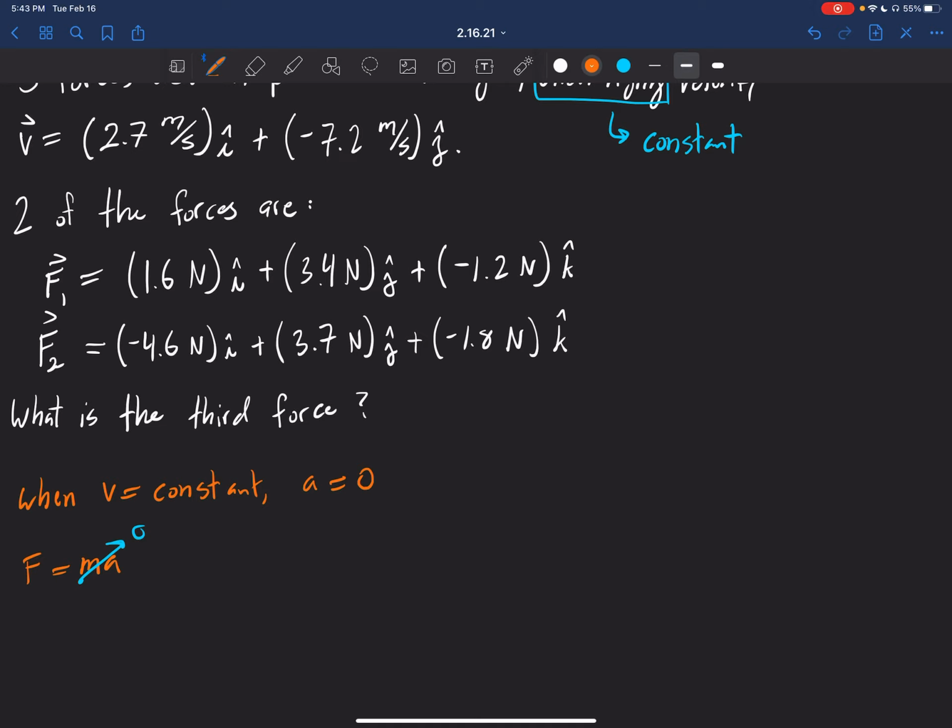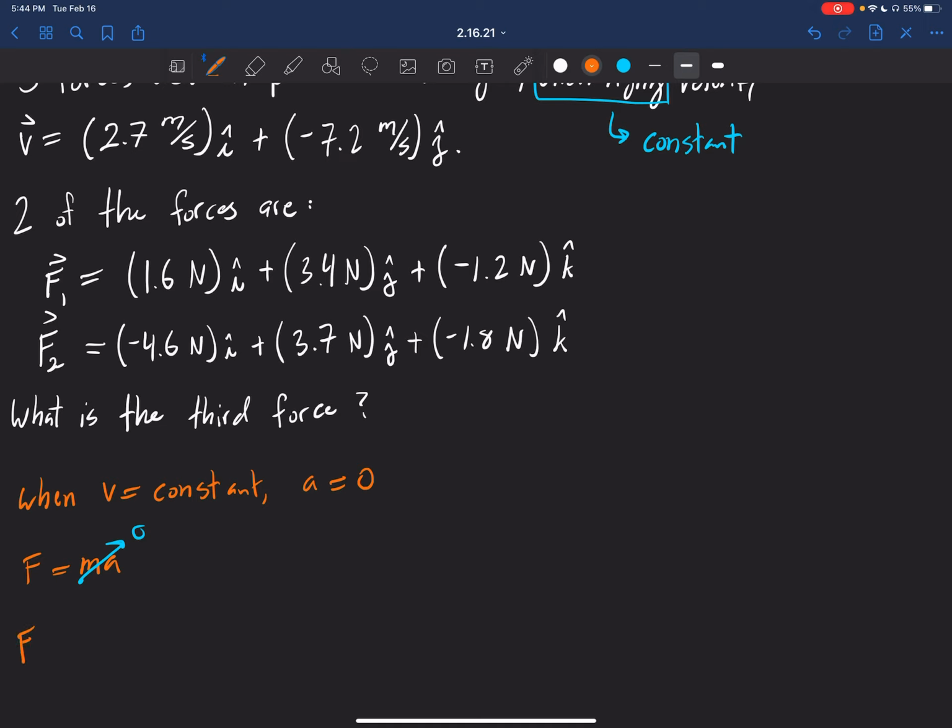what we're first going to do is add up these first two forces that were given, and then the third force just has to be whatever will make the resulting sum zero. So I'll add the first two that I have here.